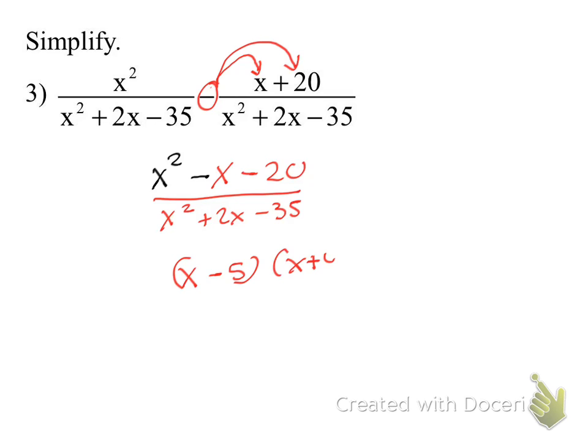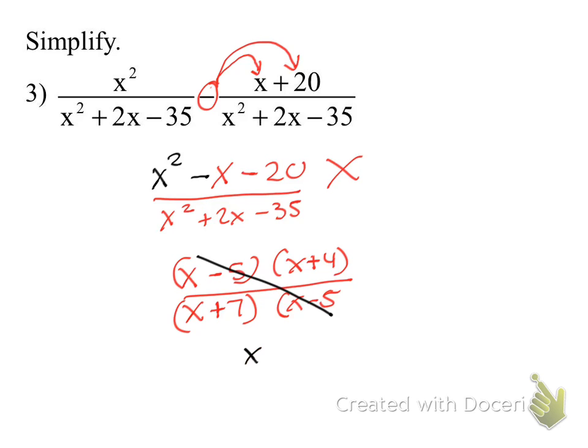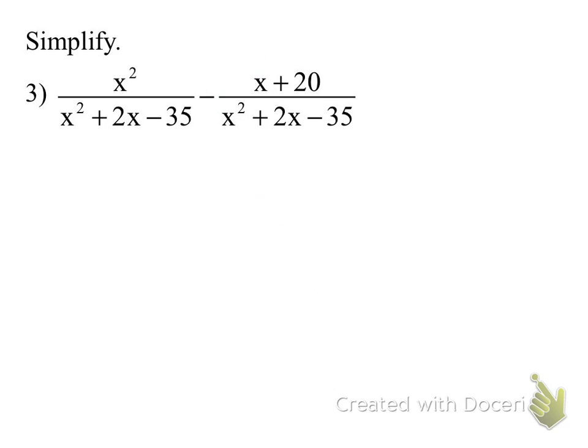Good. Now, if you want X marks a spot to find that, that's fine. But if you can do that without X marks a spot, that's fine. And the denominator, what does it factor to, Natalia? x plus 7, x minus 5. Then we can cross cancel the x minus 5s, and we are left with x plus 4 over x plus 7. Okay, questions? All right, next one.